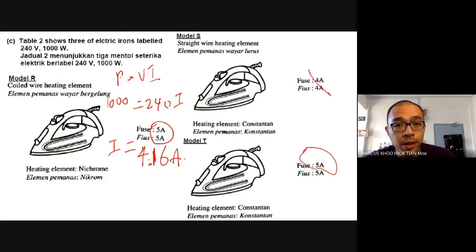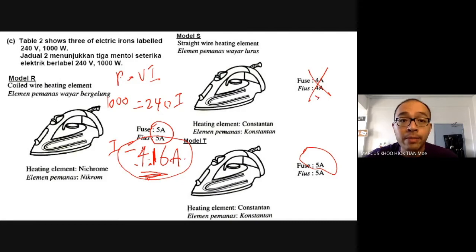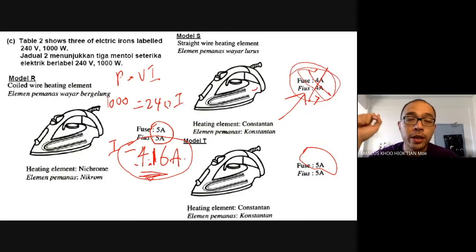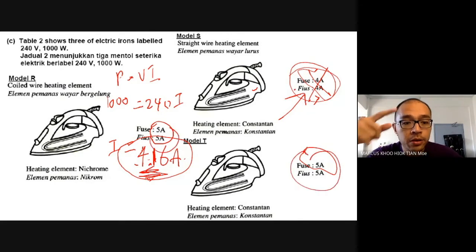Definitely not 4 amps, because if 4.16 amps is flowing and our fuse is only 4 amps, it has exceeded our limit. This is our limit. So definitely the moment you turn on this model, the fuse will immediately break. You will hear a very big explosion, because the fuse blew, because you provided too much current to the fuse. So you need 5 amps.